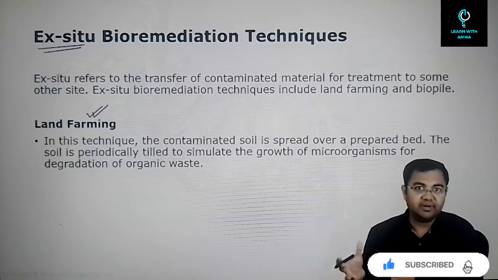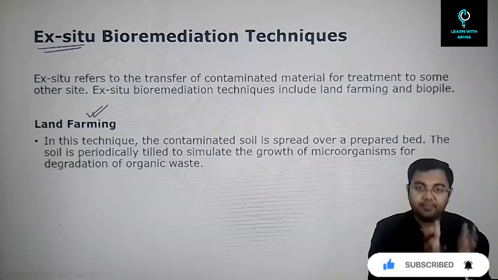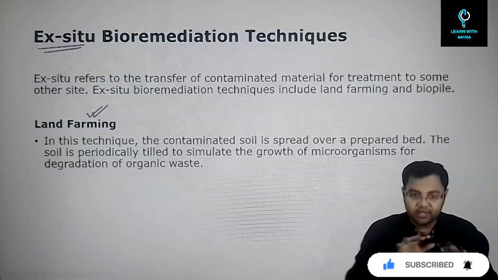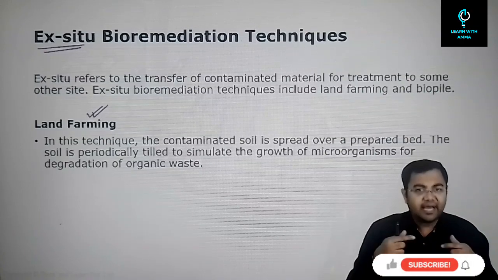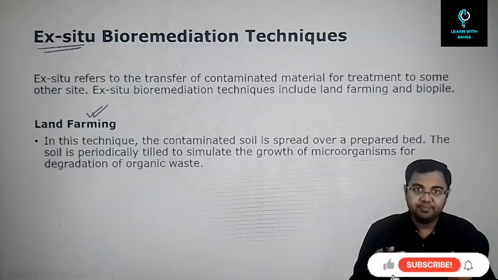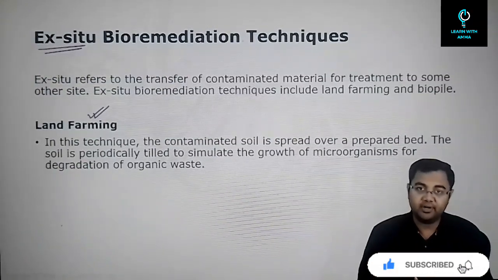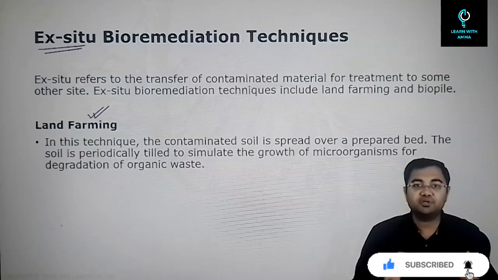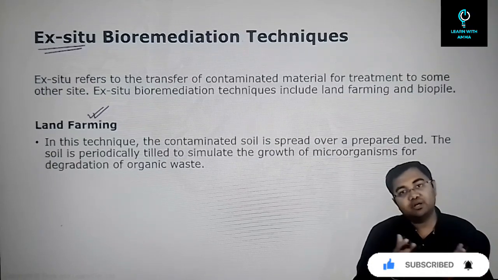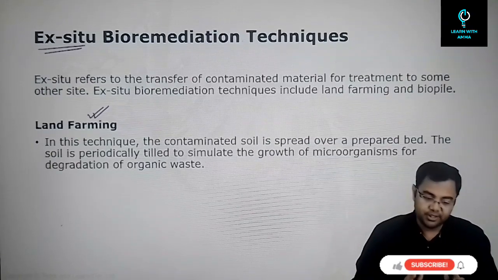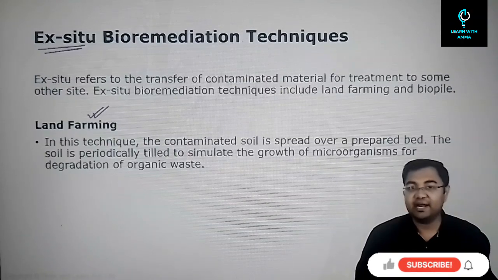We will take the contaminated soil, we'll prepare a bed, the soil will be spread over this prepared bed, and periodically it will be tilled there, so that the decomposition process and the degradation process of the organic waste can happen with the help of microorganisms. And once all this process has been carried out, the same soil again will be brought back to the original location. So this is called land farming.